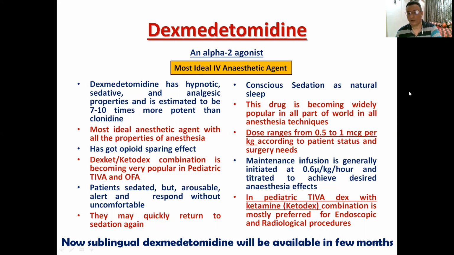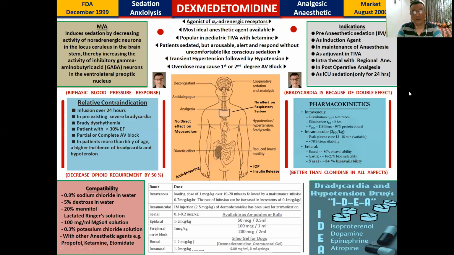Dose ranges from 0.5 to 1 microgram per kilogram, and maintenance infusion is generally initiated with 0.6 to 1.2 microgram per kilogram per hour and titrated to achieve the desired anesthetic effect. Now, sublingual dexmedetomidine will be available in a few months. Already, sublingual dexmedetomidine is available in veterinary anesthesia. Dexmedetomidine was FDA approved in 1999 and marketed in 2000, better than clonidine in all aspects, and decreases the opioid requirement.